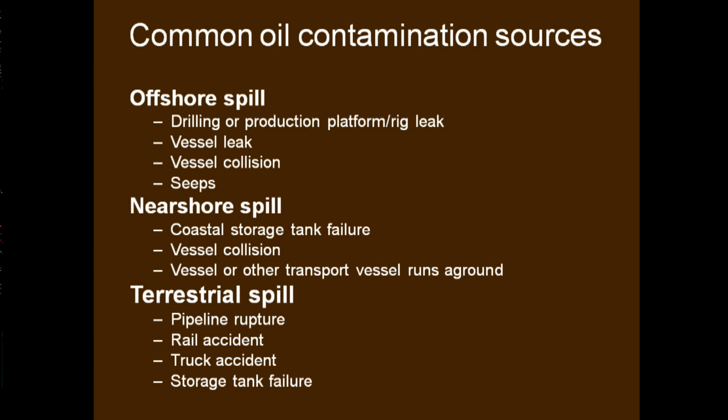So common oil contamination sources: offshore, nearshore, and terrestrial spills. And by offshore, I mean spills that occur on the continental shelf and slope, so not along the shoreline. Nearshore spills are on the shoreline. Usually they're harbors and ports or storage tanks that are actually on the shoreline. And then terrestrial spills, which can occur anywhere on land: pipeline ruptures, rail accidents, any kind of transportation oil spill.